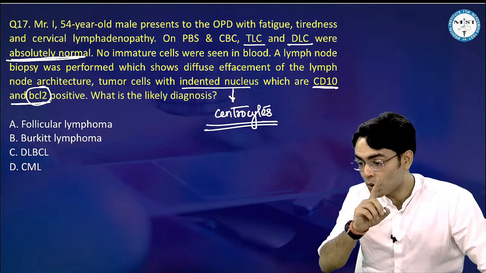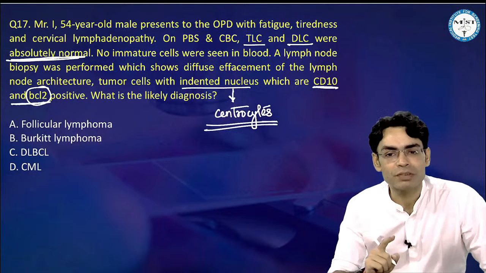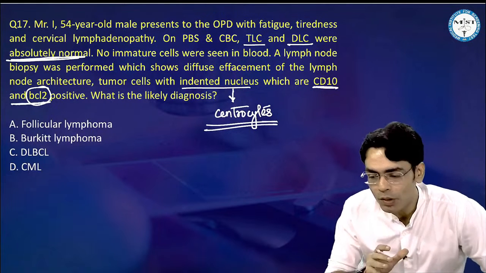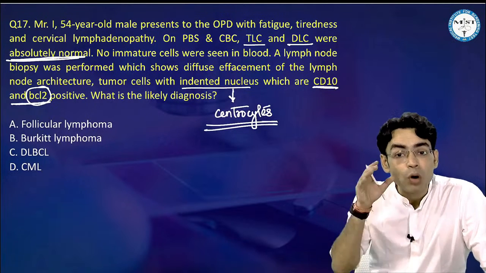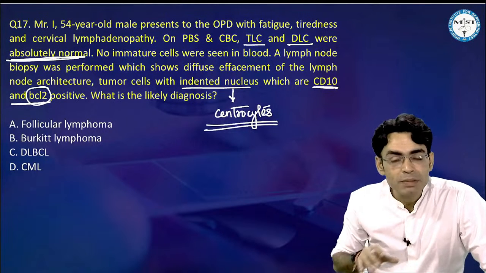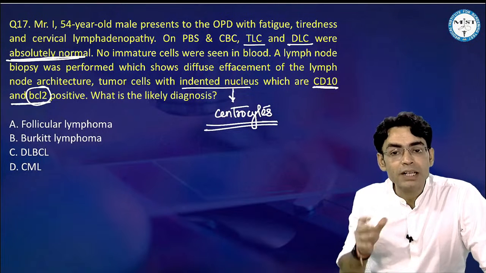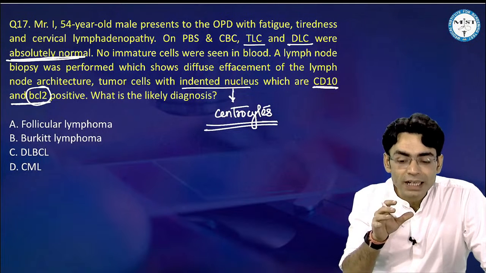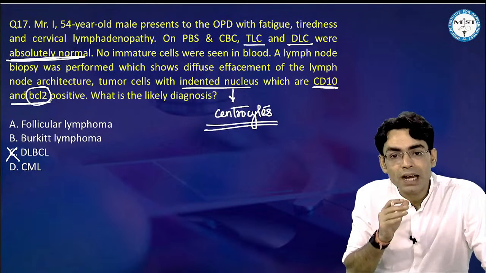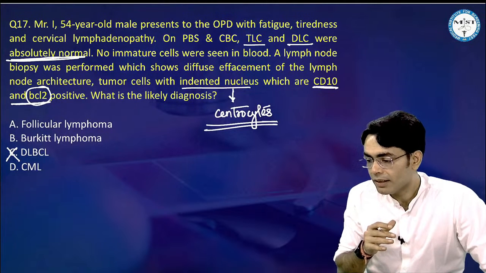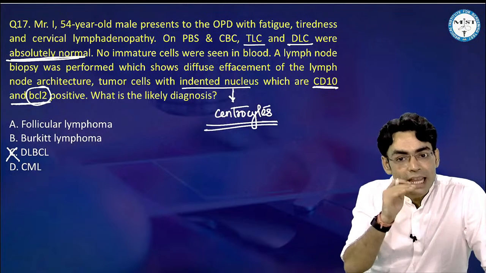When we are talking about BCL2 positivity, BCL2 is more commonly associated with follicular lymphoma, not with DLBCL. In DLBCL it can be positive, but for DLBCL it is BCL6 that is more typical. So anybody who is giving me the answer C, the correct answer is A. Very good. Correct answer is A for this question.